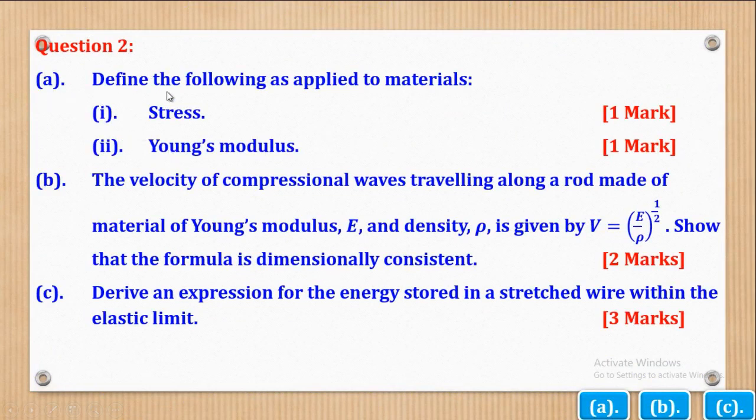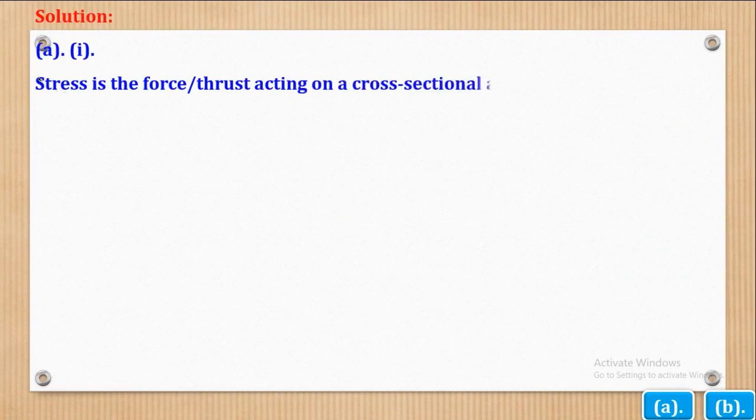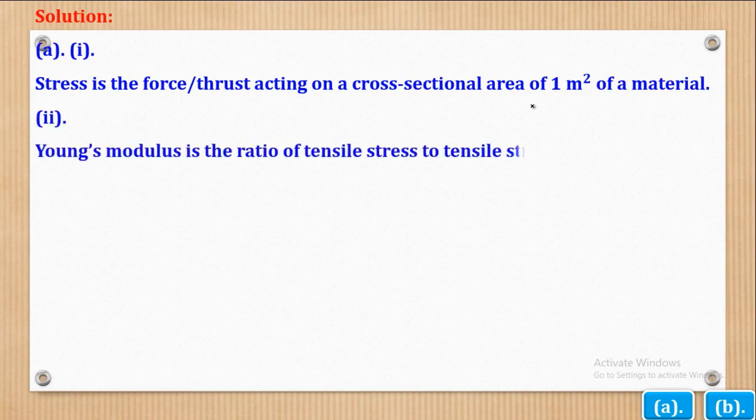Question 2, part A, says, define the following as applied to materials: Roman 1, stress, and Roman 2, Young's modulus. So stress is the force. You can either use the word force or use the word thrust. So stress is the force acting on a cross-sectional area of 1 meter squared of a material. So that was stress. What about Young's modulus?